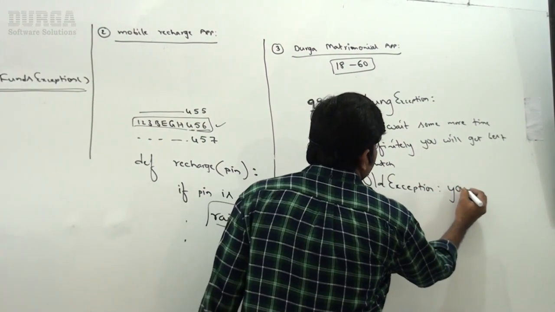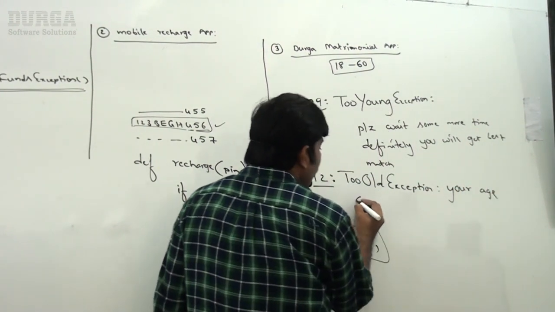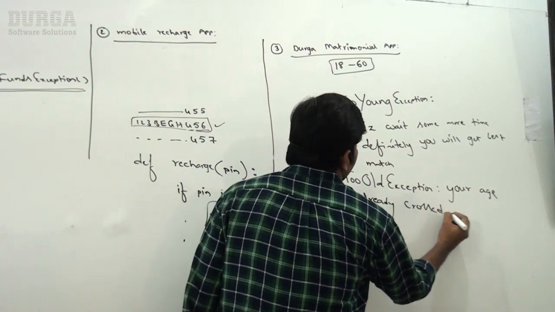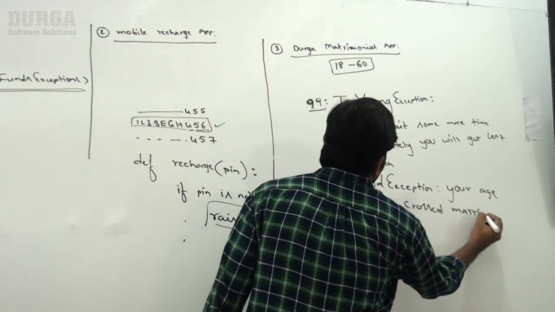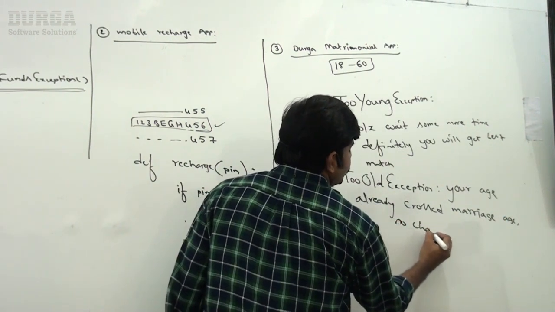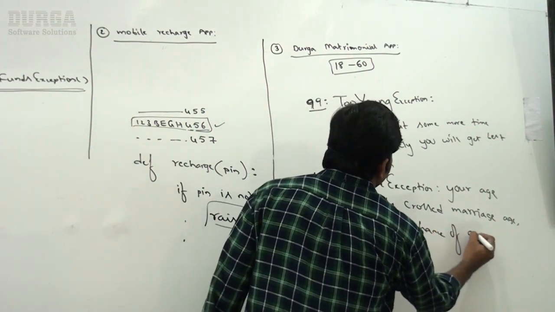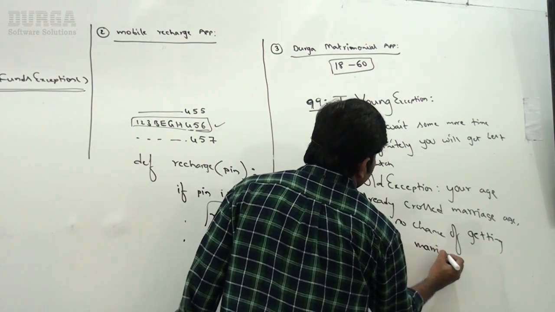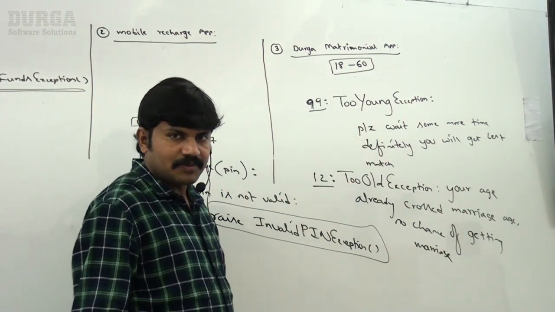Your age has already crossed marriage age. No chance of getting marriage. Like I'm taking, sir. No chance of getting marriage. Like so, this exception I'm going to raise.